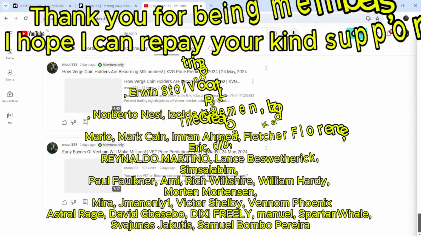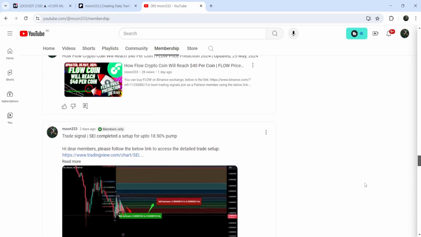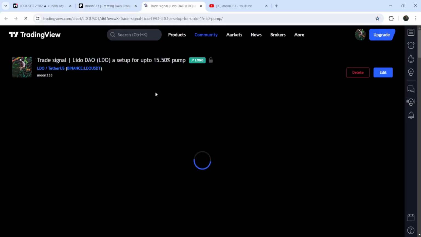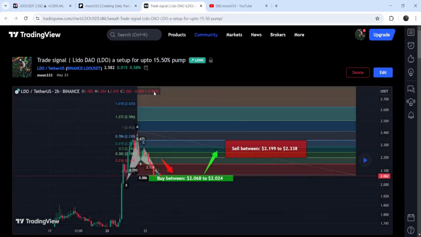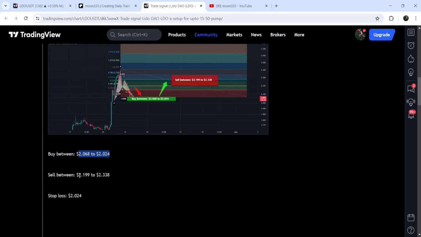So let's start the analysis, and first of all, let me begin with my most recent trade signal for LDO that I shared 4 days ago with my members, and that was a harmonic bullish reversal setup that LDO completed with the US dollar pair on a 2-hour time frame chart. And this was the complete trade setup. This was the buying zone and the sell target zone and the stop loss.